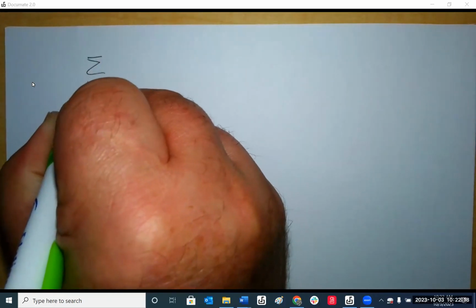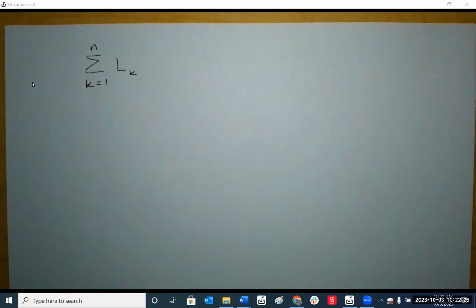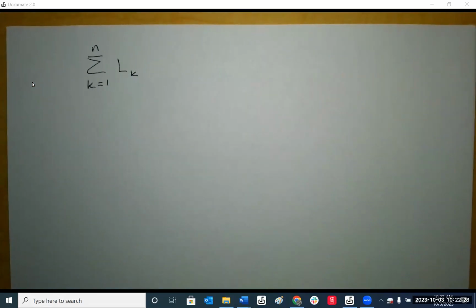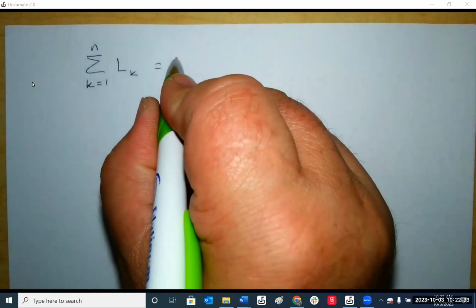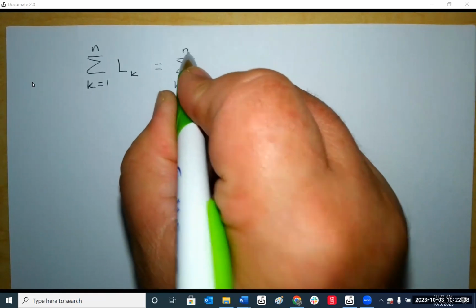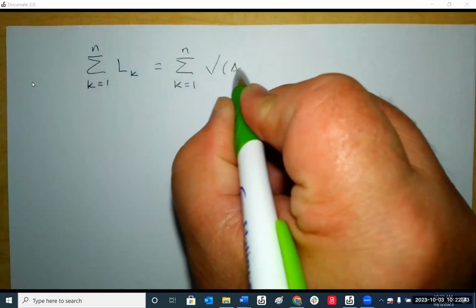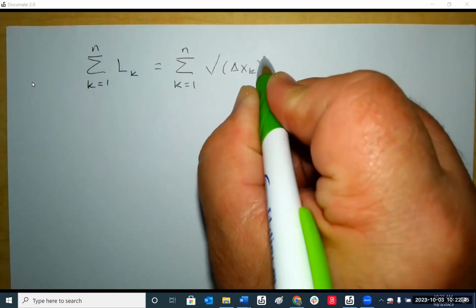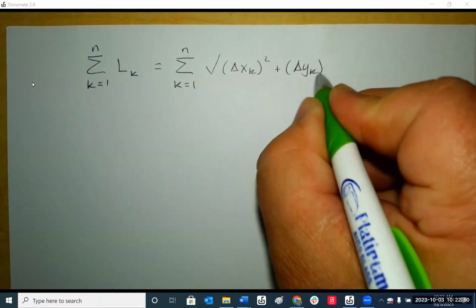So the first thing we have to do is add up from k equals 1 to n all the lengths. In other words, what that means is we have to add up all the distances from k equals 1 to n, the square root of delta x sub k squared plus delta y sub k squared.